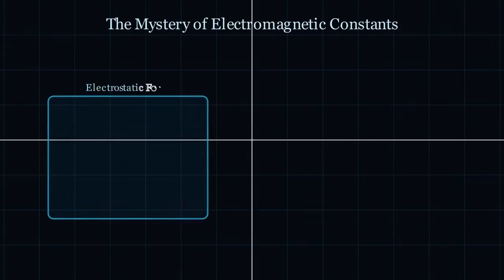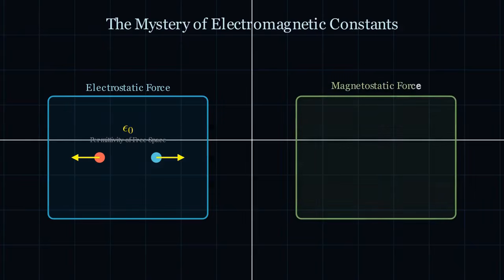If you measure the force between two static charges, you get a constant called the permittivity of free space, epsilon naught. If you measure the magnetic force between two parallel currents, you get another constant called the permeability of free space, mu naught. Neither experiment involves light, movement, or waves.